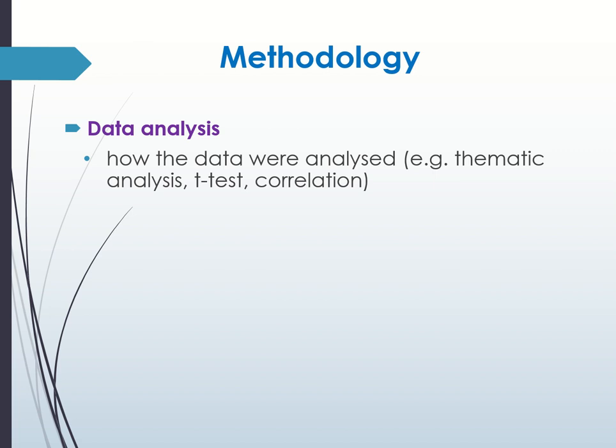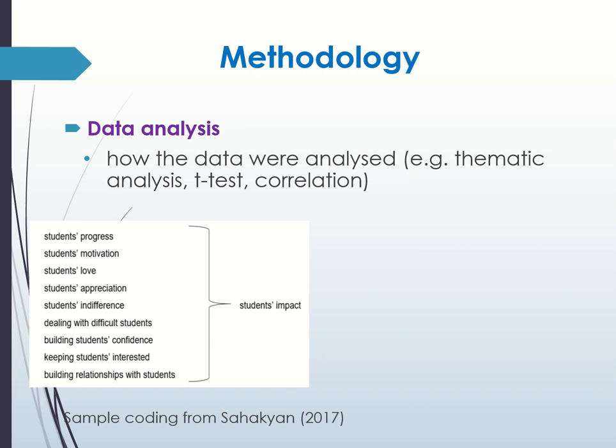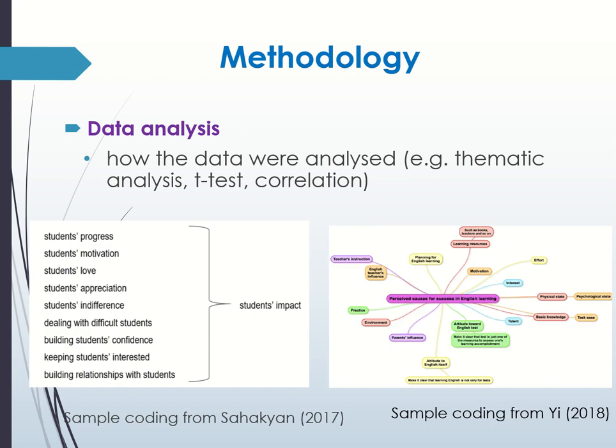For quantitative data, probably you used SPSS, maybe you did t-test, correlation, or ANOVA, or something else. For qualitative data, researchers frequently use thematic analysis. Here are two examples of how you could present themes and codes if you used thematic analysis.